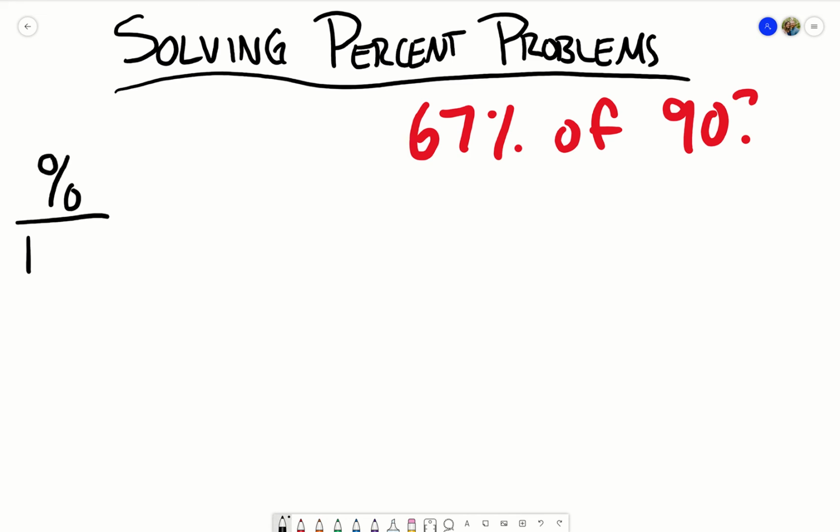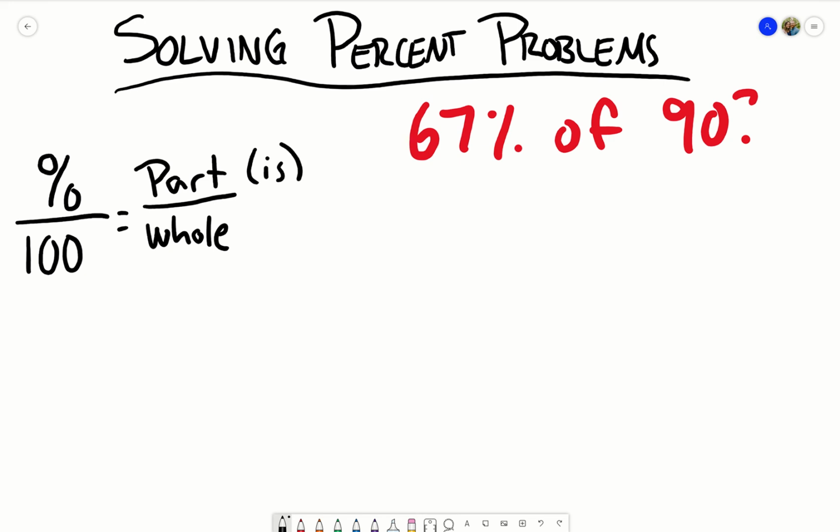Percent over 100 equals part over whole. Part can be called is, whole can be called of. Okay? Percent over 100 equals part over whole.